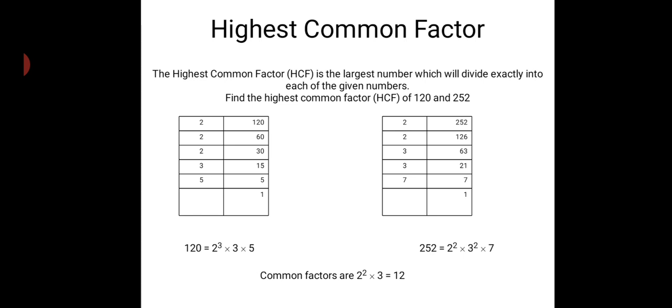Now which are the common factors? 2 raised to 2 and 3, that means it gives 12. So we can say 12 is the highest common factor of the given numbers. In this way we can find LCM and HCF.